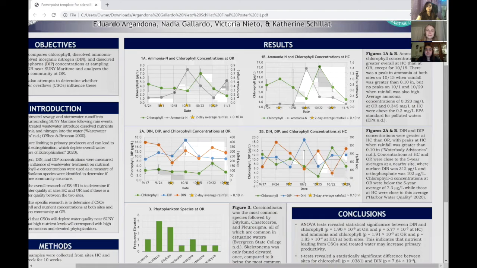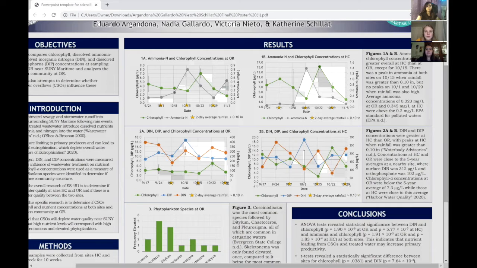This brings up one of the limitations of weekly sampling. Rather than sampling daily, it's difficult to see whether there really is this lag between nutrient loading on rainy days and algal growth after the rain has stopped. There were no clear trends with DIP.